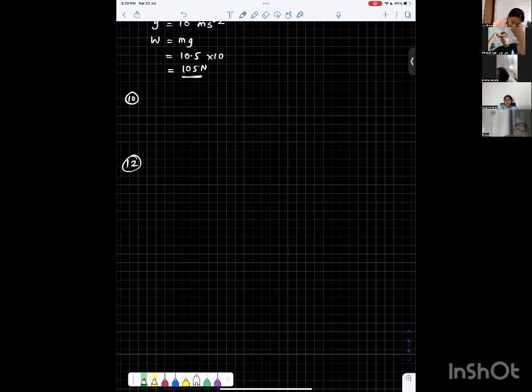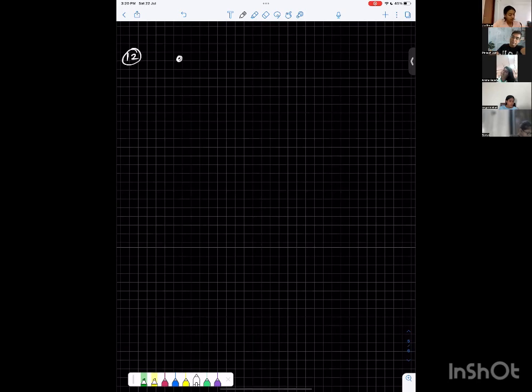A body is dropped from the top of a tower. It acquires a velocity of 20 meters per second on reaching the ground. Calculate the height of the tower. Take gravity 10 meters per second squared.